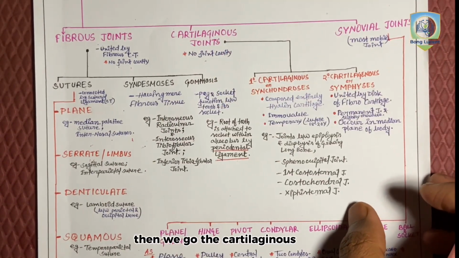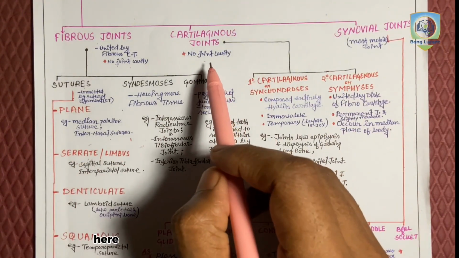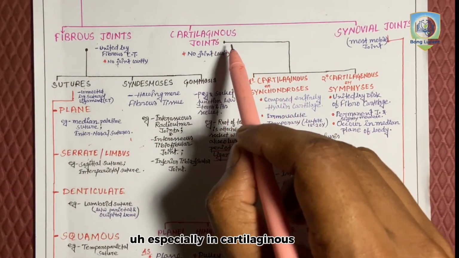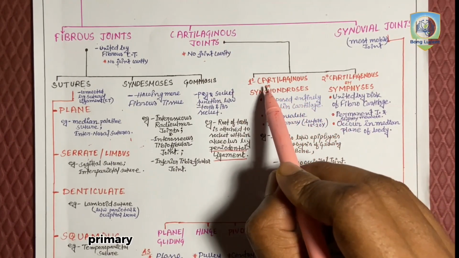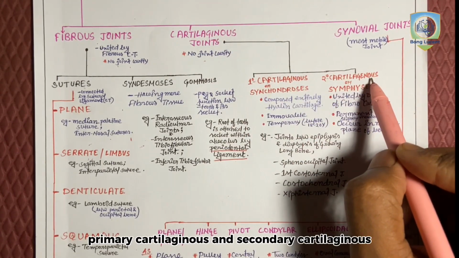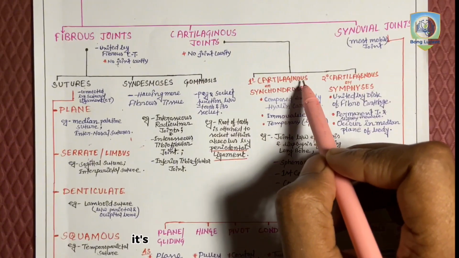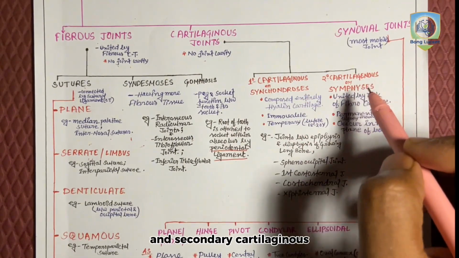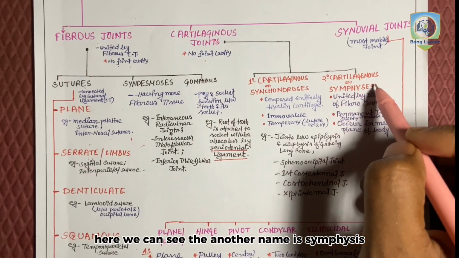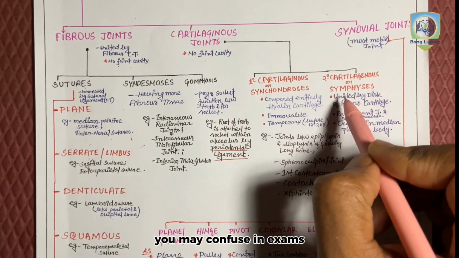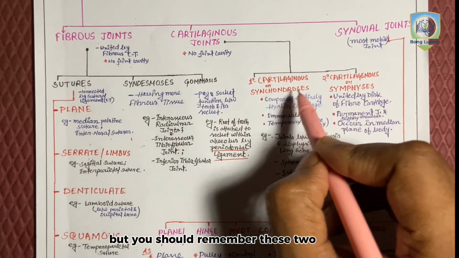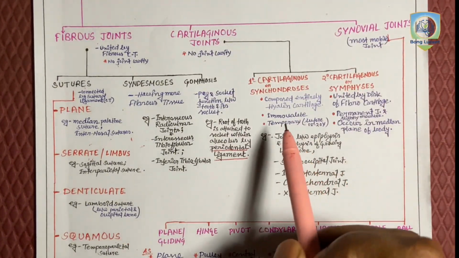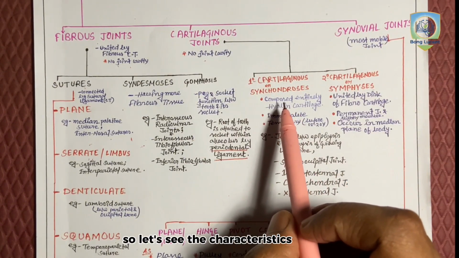Then we go to the cartilaginous joints. Here we already said there is no joint cavity. In cartilaginous joints, we divide into 2 types: primary cartilaginous and secondary cartilaginous. Primary cartilaginous has another name, synchondrosis, and secondary cartilaginous has another name, symphysis. You may get confused in exams, but you should remember these 2 types and say the other names, synchondrosis and symphysis. So let's see the characteristics of both.